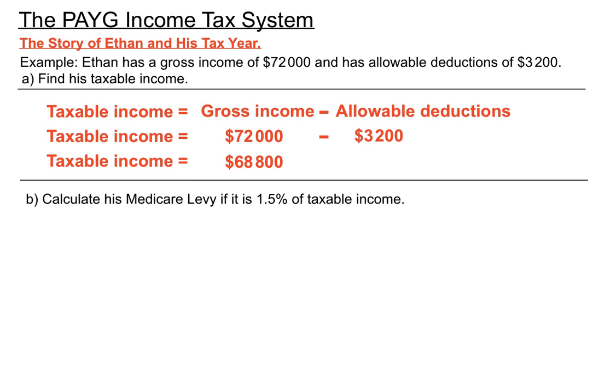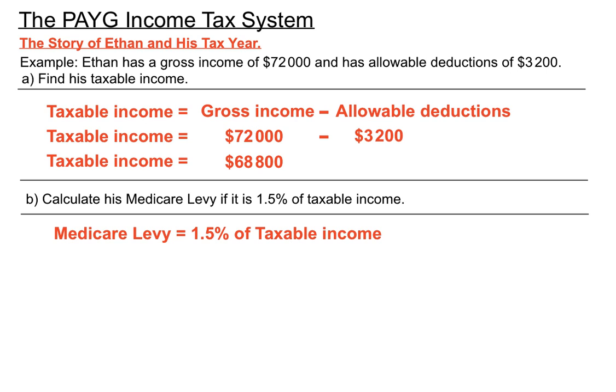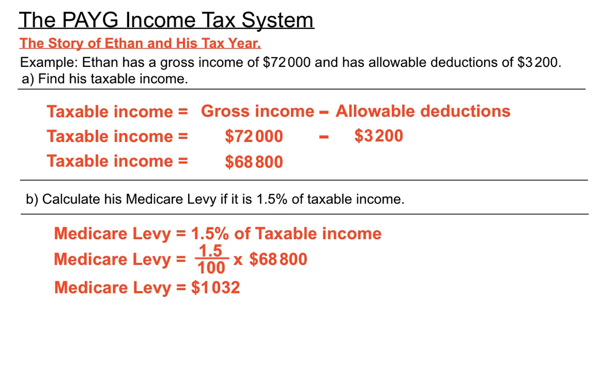Now from that, we said we use the taxable income to calculate Medicare levy. That's one thing we use it for, and it's 1.5% of taxable income, so we're asked to calculate his Medicare levy in part B of the question here. So 1.5% of the taxable income, and we found from Part A the taxable income was $68,800. So we'll just type that into our calculator. 1.5 over 100 is one way of doing it. Times, of means times in that middle section there, and his taxable income we just substitute in there, 68,800, and on our calculator that'll give us a Medicare levy of $1,032.